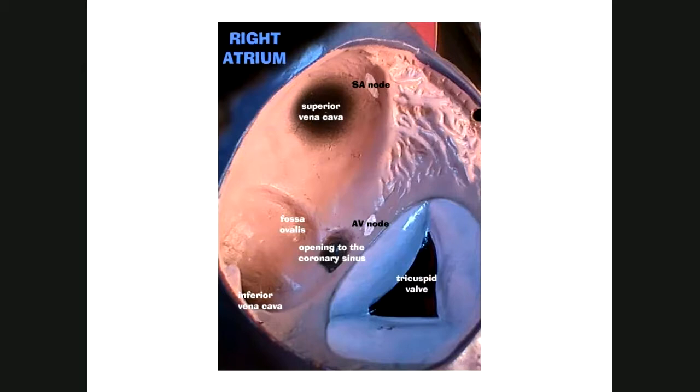Here's the top of this valve so you can count the flaps. Look, 1, 2, 3. Now right now the valve's open, so blood can go through it. But 3 cusps, tricuspid. So this is our right AV valve.